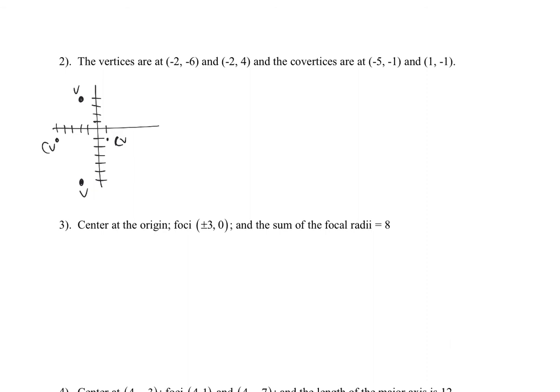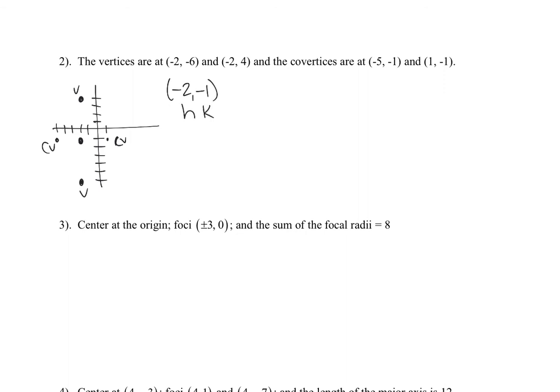And I'm going to just do it by counting. I'm not going to do the midpoint formula, although you can to prove it. So my vertices are up and down a total distance of 10, which means I want to go halfway between that, which would be 5. So it's going to actually put me down 5 or up 5. And then double checking my covertices, that is a total distance of 6. So I want to go 3 in either direction, and I am 3 left and right. So my center is going to be at negative 2, negative 1.